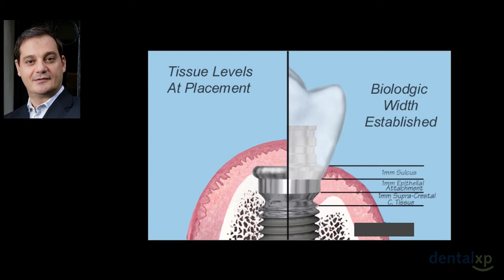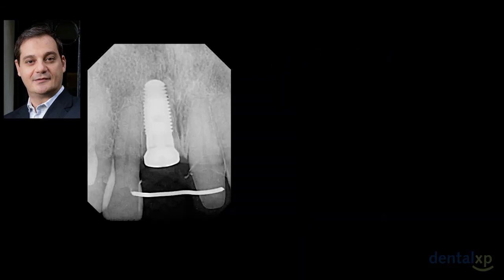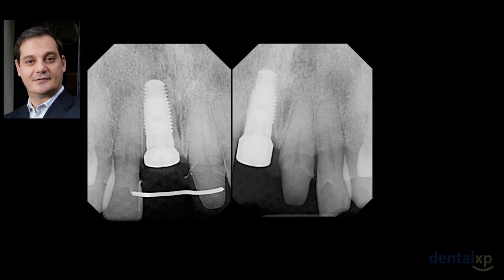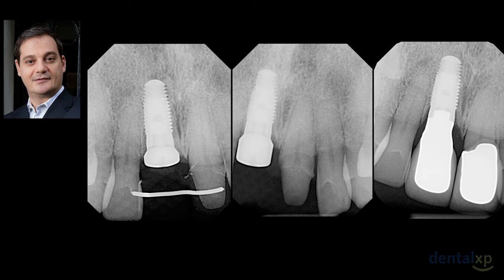So we can look at the illustration here, and it shows the presence of the connective tissue, the epithelium, and the sulcus. And if we look at it clinically, this is a case where the implant was placed and the healing abutment was changed, and then when the crown was placed, you can see the resorption of the bone to accommodate the biological width formation.